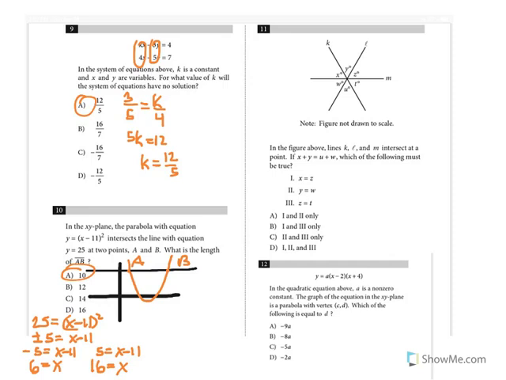In the figure above, lines K, L, and M intersect at a point. If x plus y equals u plus w, which of the following must be true? All right, so let's try to figure out which of the following statements must be true. Does x have to equal z? Well, let's look at what we're talking about.